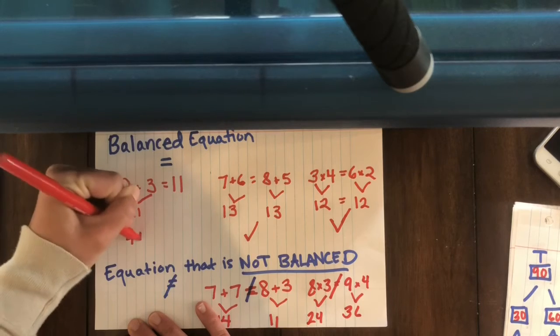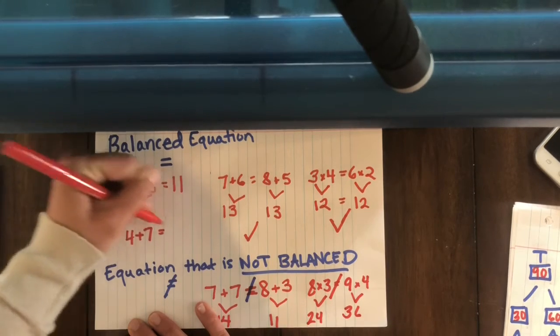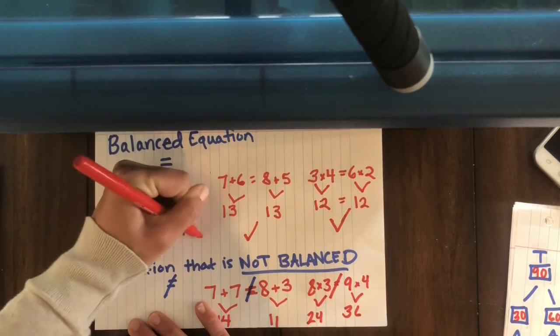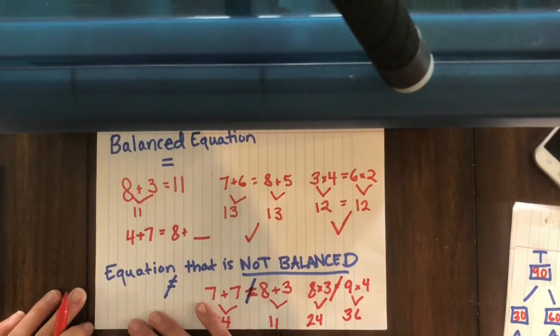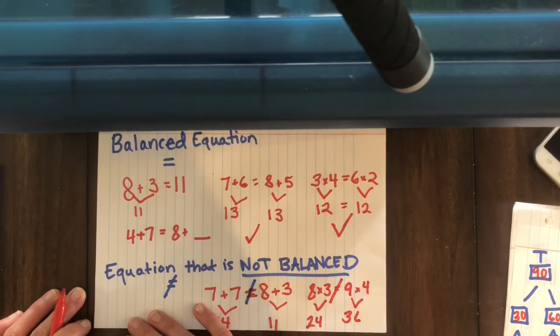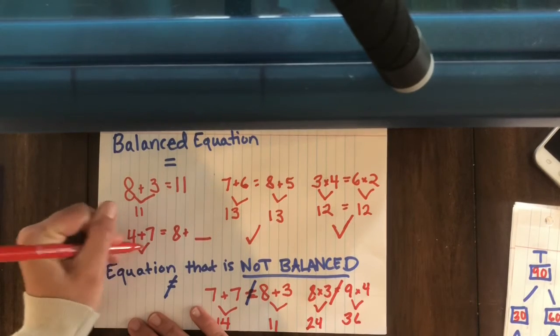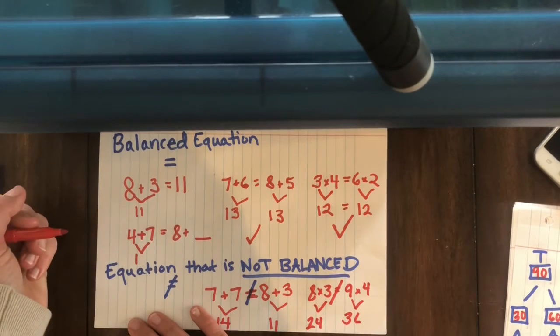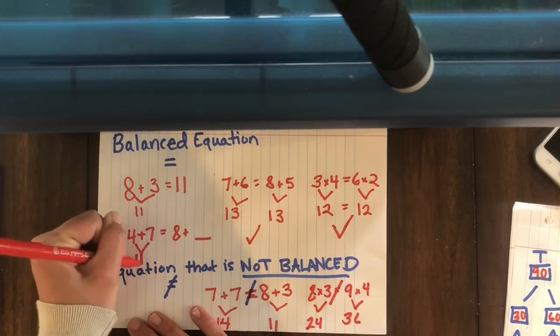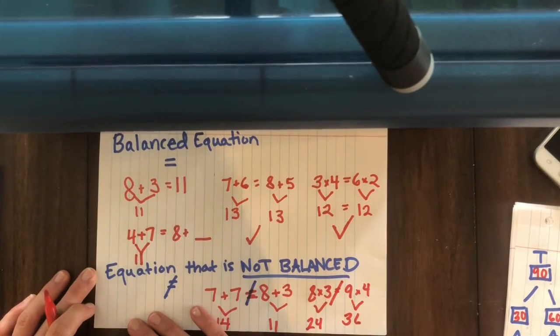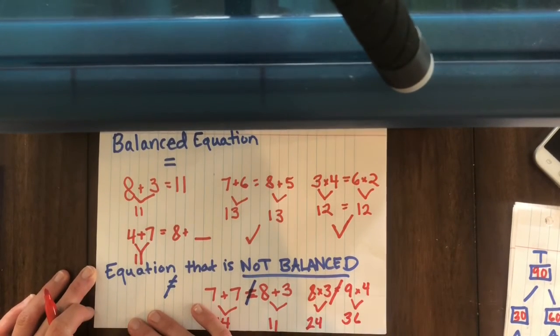So I have 4 plus 7 equals 8 plus blank. I want to make this equation balanced. So I need to look at what the sum is of 4 plus 7. There's Miss DeLucchi again giving away the answer. So 4 plus 7 is 11.